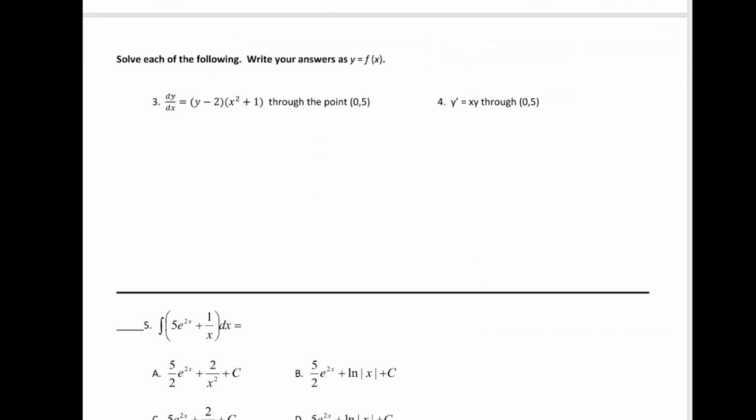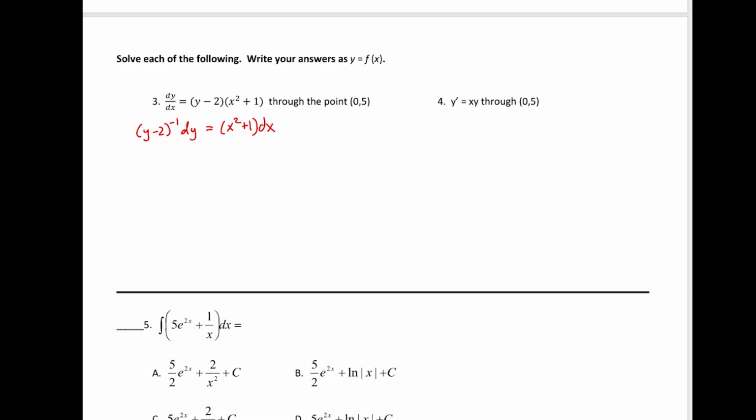Okay, on the second page here, we're just going to solve a few more separable differential equations. For number 3, we can separate the x's from the y's by first dividing both sides by y minus 2 and then multiplying both sides by dx. And that's going to leave us with y minus 2 to the negative first power dy equals x squared plus 1 dx.